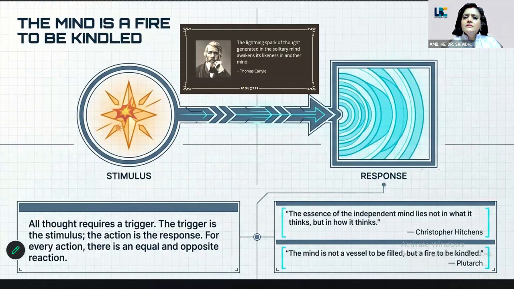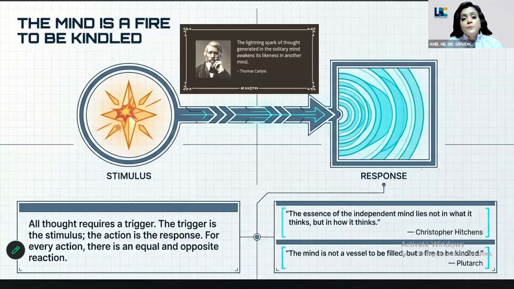When does this thought occur? Basically, mind is like a fire and it has to be kindled. That is, some kind of a stimulus is required to get that response. What we are seeing, what we are hearing through all our senses goes into the mind and creates that response. That is what is called the reaction that we see.